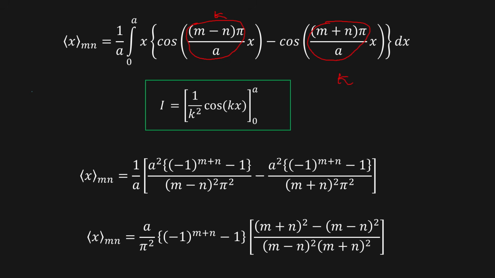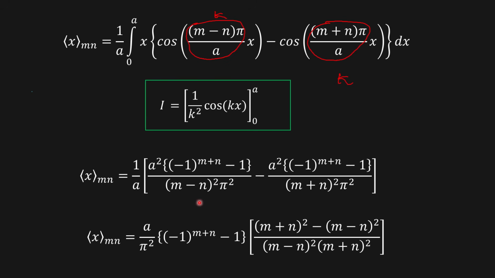If you apply the upper limit here, when x is equal to a, it will get cancelled. This will become (m plus n) whole squared pi squared, times 1 over a squared. Of course, you will get (minus 1) whole power m plus n. If m plus n is odd, then it is plus 1. If it is even, it is minus 1. So for the lower limit, this is minus 1.